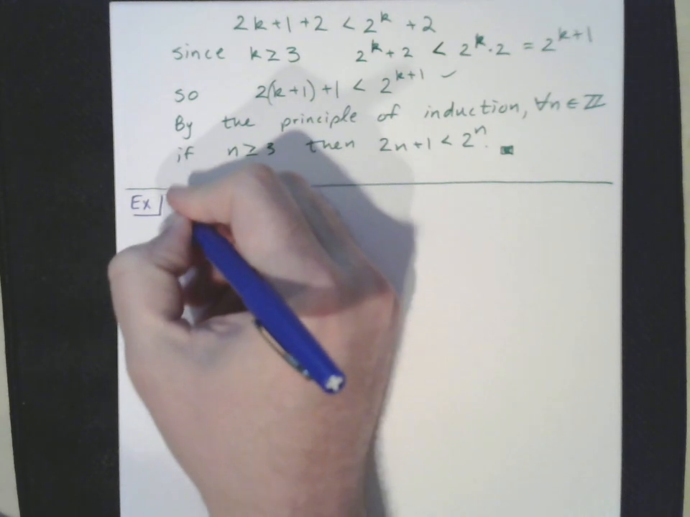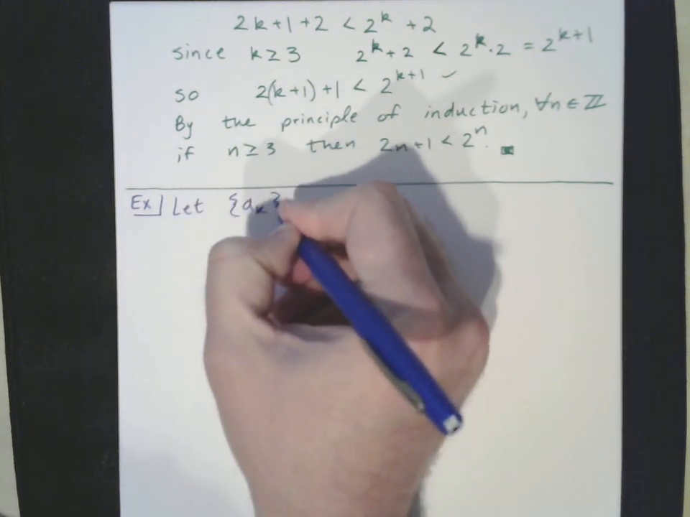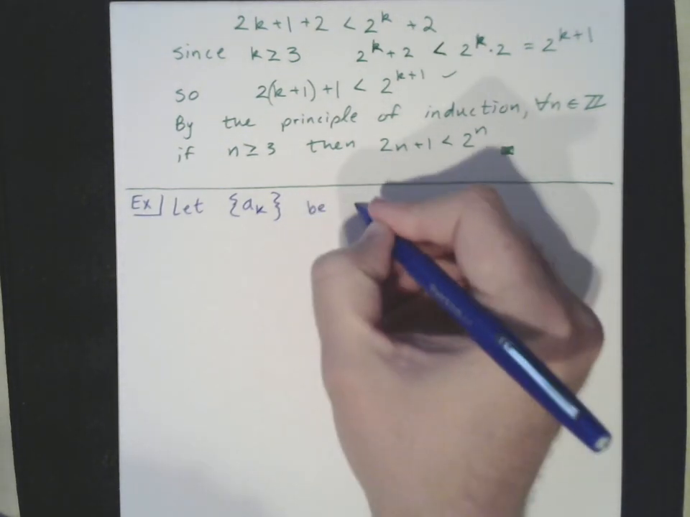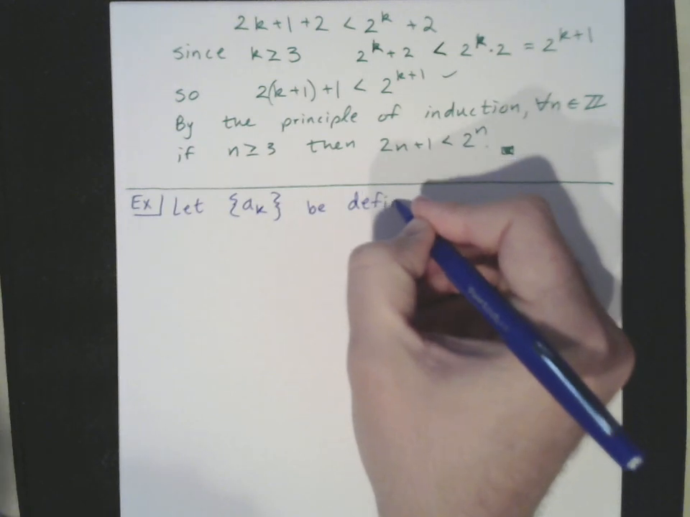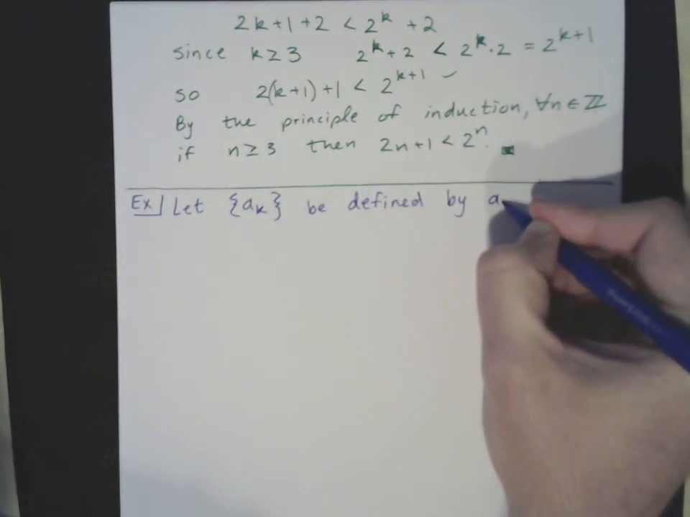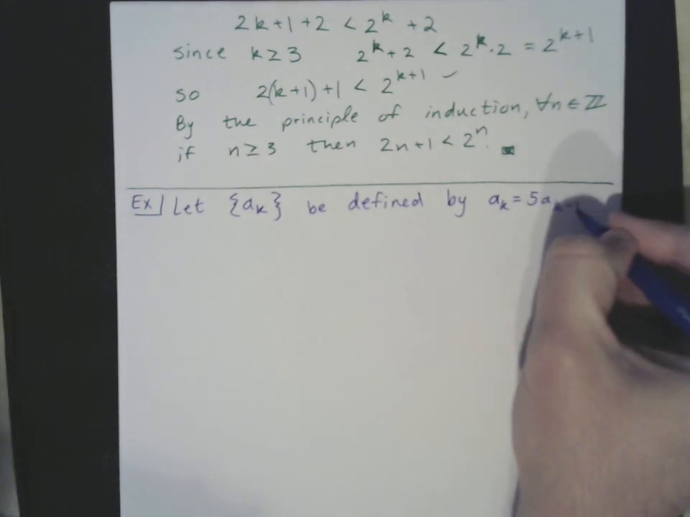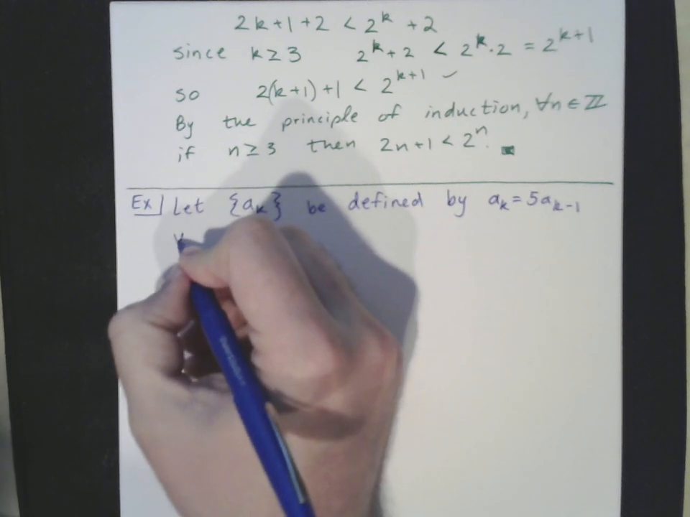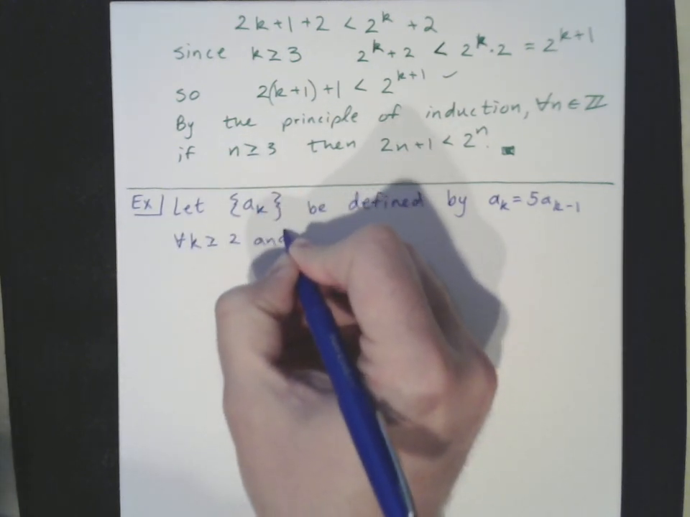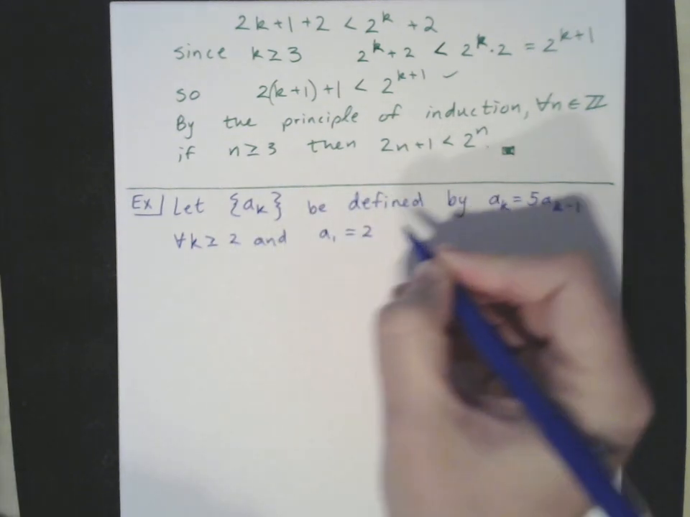So we are going to let a sub k, the sequence, be defined by its general term a sub k equals 5a sub k minus 1. And this is for all k greater than or equal to 2 and a sub 1 equaling 2.